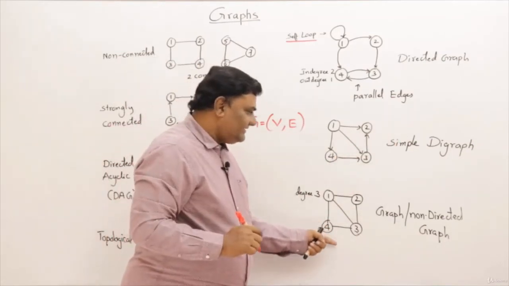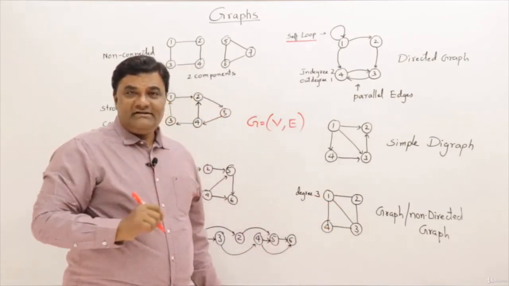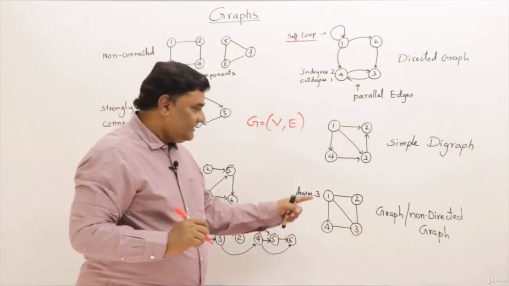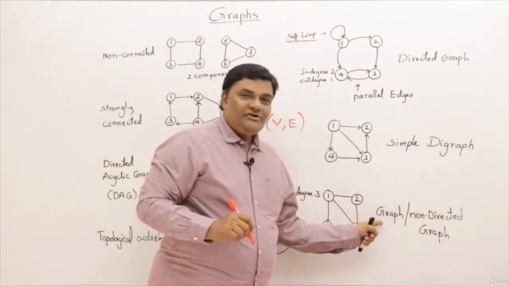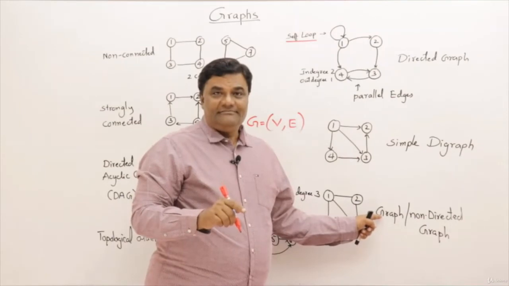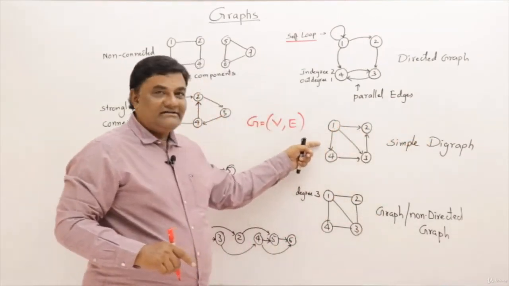Then next, let us look at this graph. There are no directed edges. These are non-directed edges or undirected edges. So it is called a non-directed or undirected graph. And in short, we can also call it a graph. Graph means undirected. Digraph means directed graph.